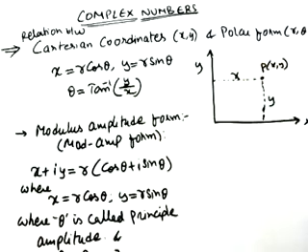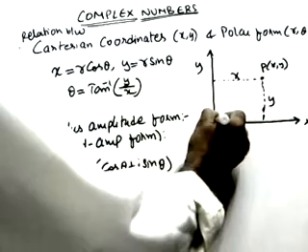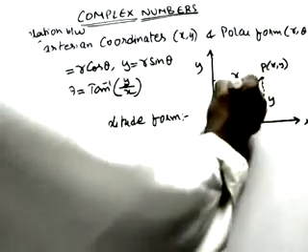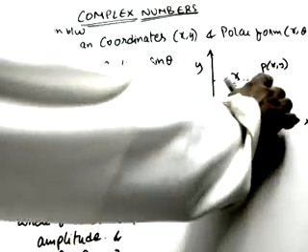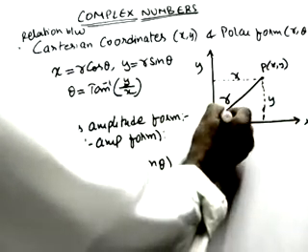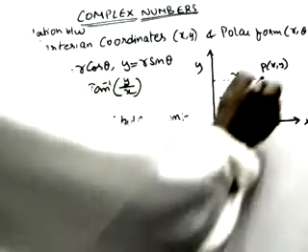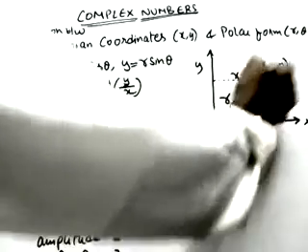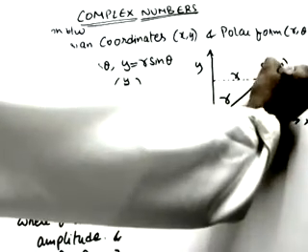Suppose in other terms we denote the point in polar form. The distance from the origin to the point is denoted by r, and this angle is denoted by theta. This is the angle made by this r with the positive direction of the x-axis.